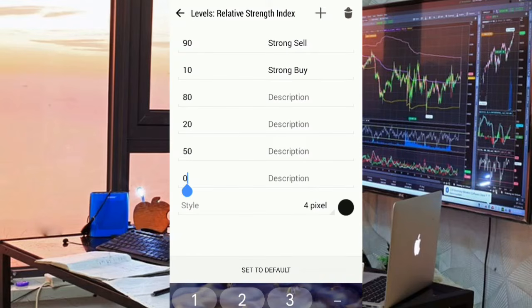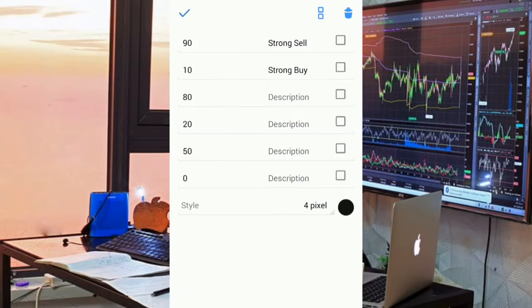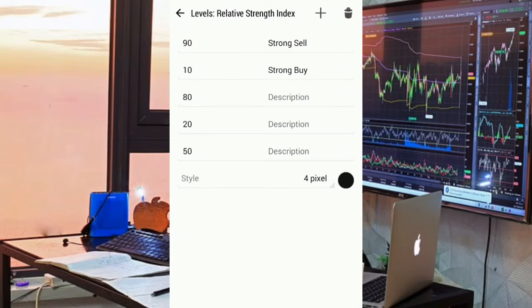Otherwise, I want us to enter 90, and then 10, then 80, then 20, then 50. And I really don't need that 0, I was just making it as an example for you. Mostly what I want us to consider here is the 90. The 90 line level is for a strong sell, together with the 80. So these two are for sell positions. Then we have the 10 line level, which is our strong buy, which goes together with the 20 line level. Those two are for buy entries.